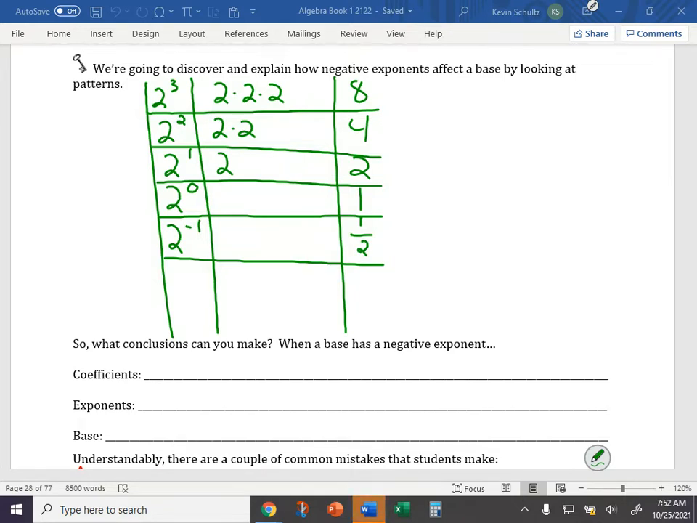Following this pattern, what is 2 to the negative second power going to be? Alex? 1/4. Following this pattern again, going down to 2 to the negative third, what's this going to be, Kylie? 1/8. Okay.